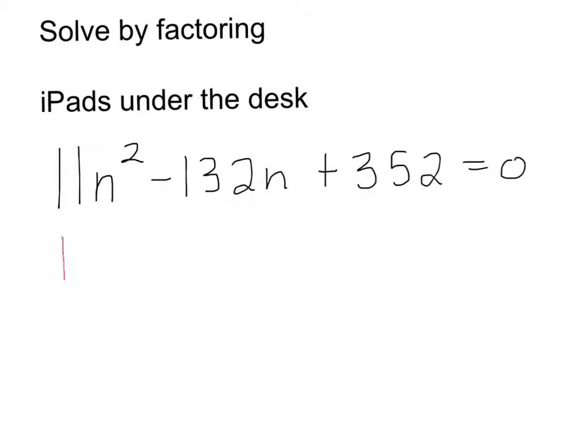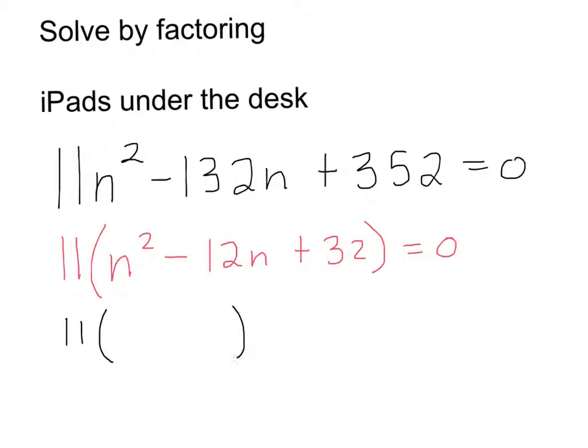So I'll write 11 times n squared minus 12n plus 32 equals 0. Okay, so I factored out the 11, but I still need to factor what's inside the parentheses, don't I? Now this goes in the form n squared, and then n, and then a number without a variable. Normally, if that factors, it factors into two what? Two binomials, like this. What times what is n squared? N times n is n squared.